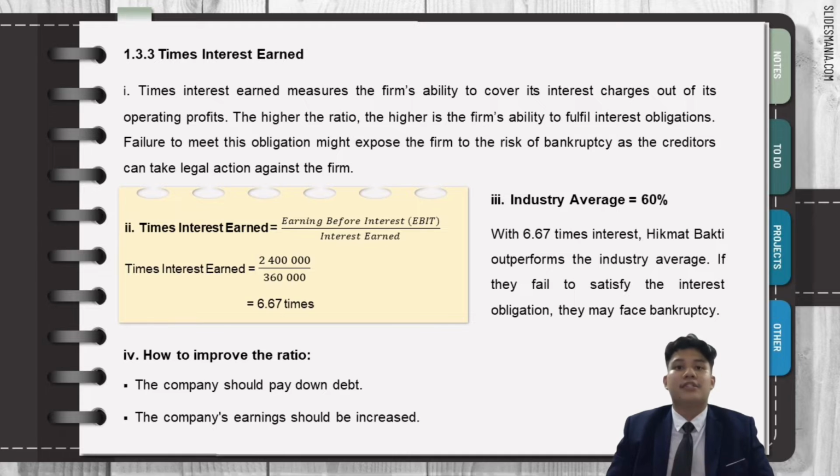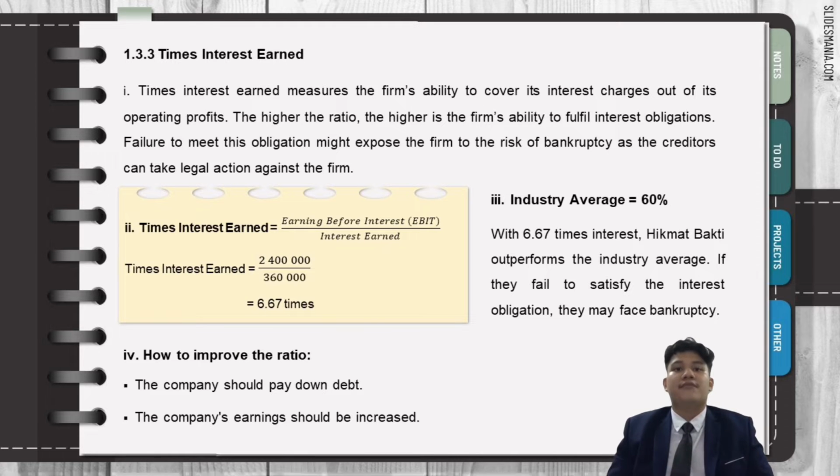Time interest earned measures the firm's ability to cover its interest charge out of its operating profit. The higher the ratio, the higher is the firm's ability to fulfill interest obligations. The formula for this ratio is earnings before interest divided by interest expense. The times interest earned for this question is 2,400,000 divided by 360,000. The answer is 6.67. With 6.67 times interest earned, Hikmah Bati Berhad outperforms the industry average.